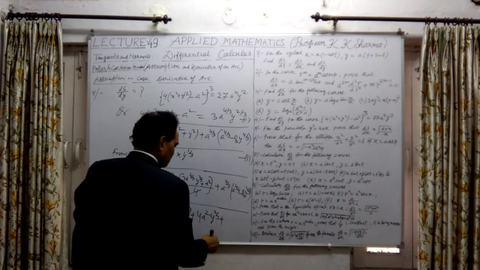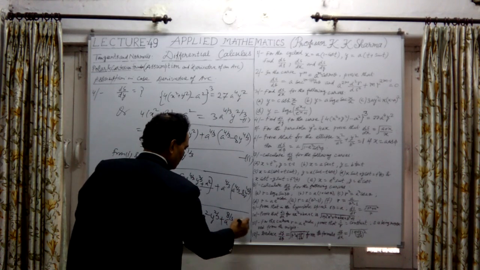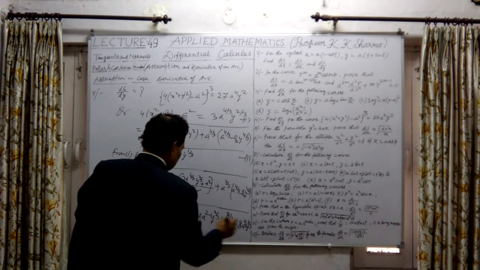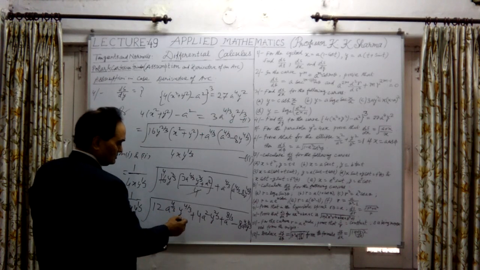If I multiply them, it will be a raised power 8 by 3 minus sign 8 into a raised power 4 by 3 into y raised power 4 by 3. This one step, 12 a raised to 4 by 3, y raised to 2 by 3 are common.